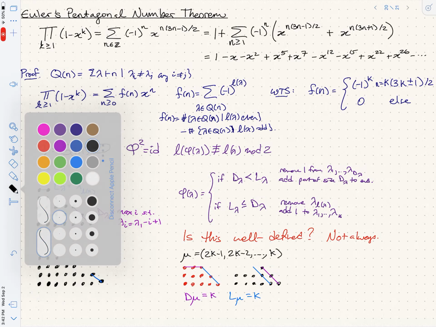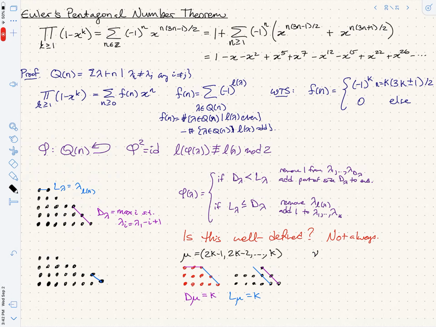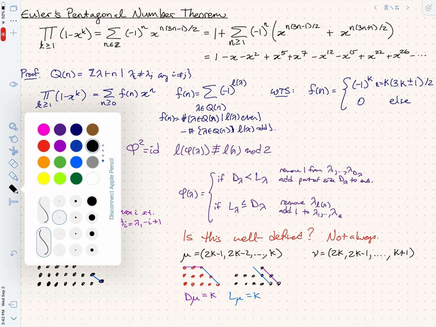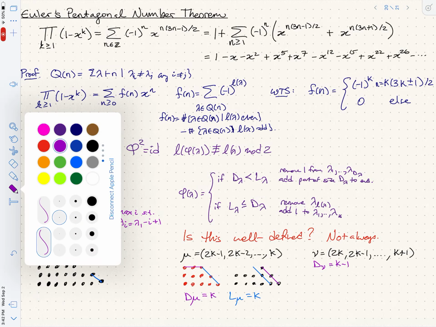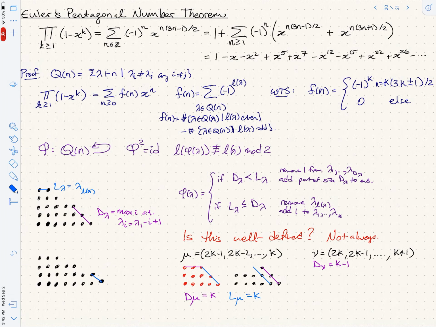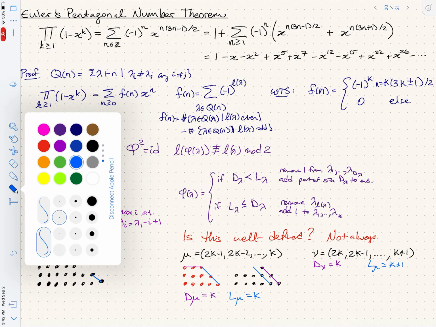And that's a problem. And the problem comes in two flavors. So it comes like this, but we're also going to have the problem if we start with something that's 2k minus 1, and takes us all the way down to k plus 1. This is going to have the same problem, except that it's going to be slightly different. In this case, d mu is going to equal k. Same thing there. But L mu is going to equal k plus 1.